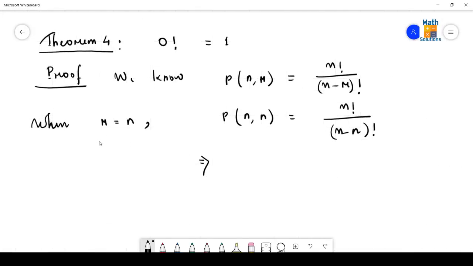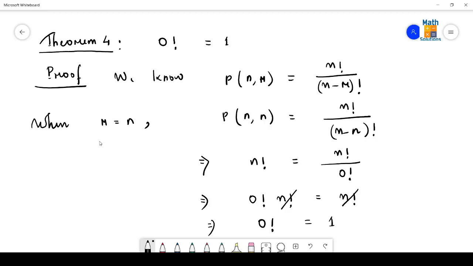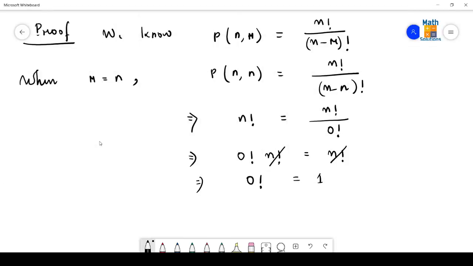So that we can substitute here in this place, like n factorial is equal to n factorial by 0 factorial. So when we perform cross multiplication, it will be like 0 factorial into n factorial is equal to n factorial. So n factorial on both the sides got cancelled, resulting into 0 factorial is equal to 1. So this thing is to be remembered for further calculations. It's very important. So hence proved. This is an important result.